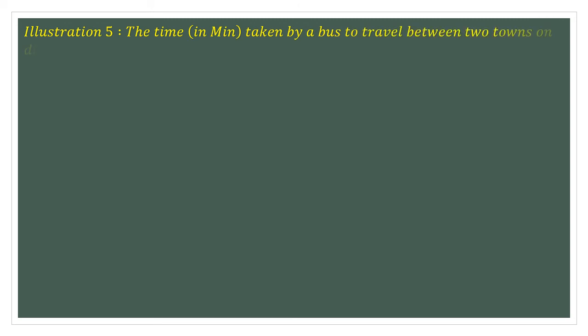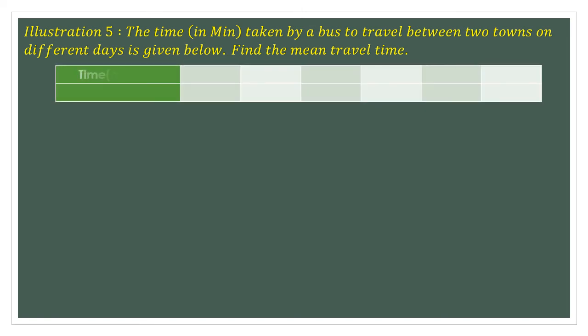With the fifth illustration. The time in minutes taken by a bus to travel between two towns on different days is given. We have to find the mean travel time. So the travel time here is our variable and the days here are our frequencies. So I'm just writing down the data here as it is. Now if you look closely at the data, you can see again the data is in hundreds. And you should remember that when the data is in this kind of hundreds, we use the shortcut method.